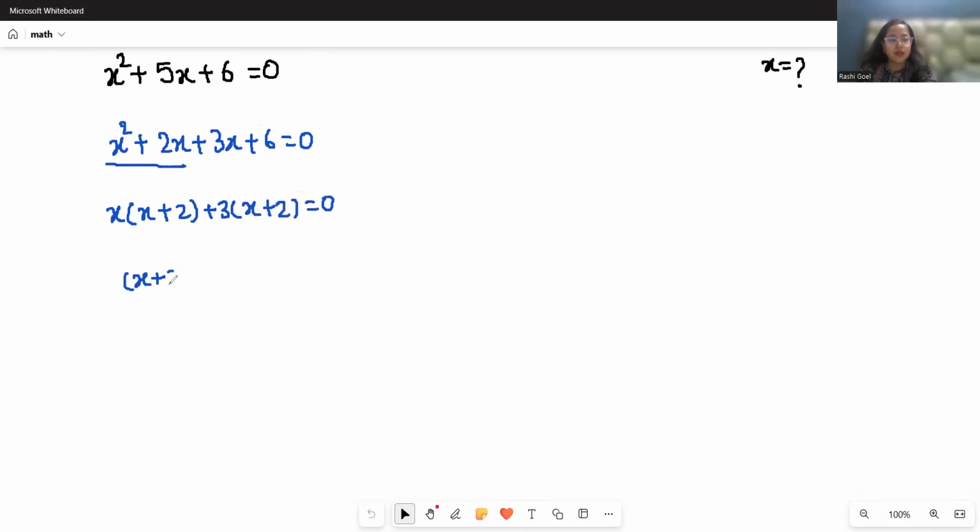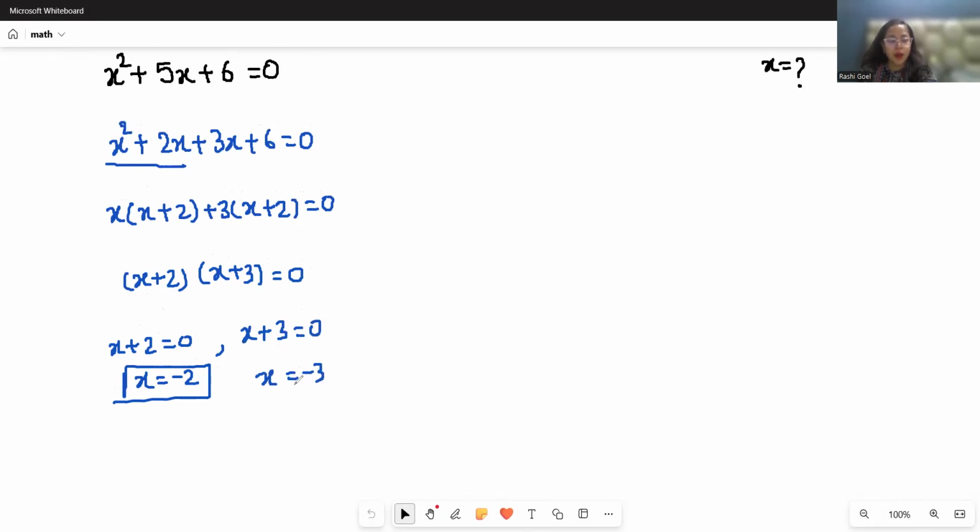Now x + 2 is common, so (x + 3) = 0. Now these are the two factors. To find the solution, put each factor equal to 0. So x = -2. And if x + 3 = 0, x = -3.